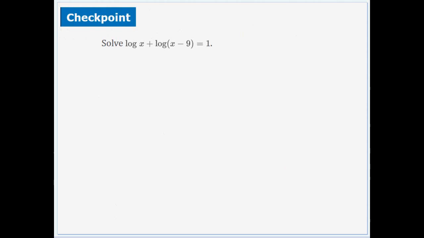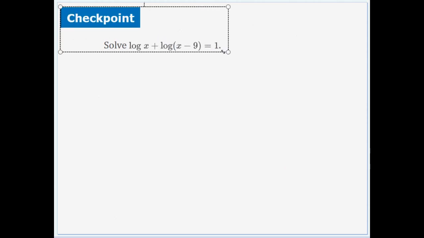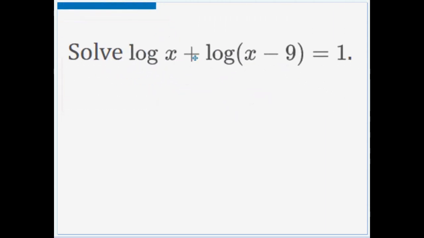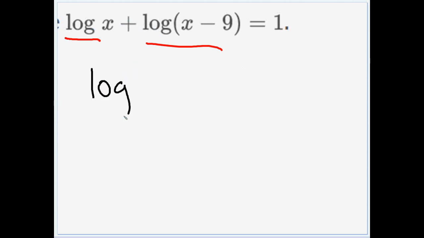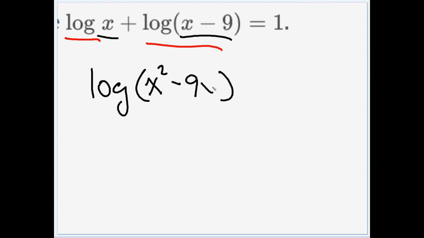So here's the grand finale. Give this one a try and see if you can find an extraneous solution. I hope you get it right. Okay, left side, log plus log. We will have the log of a product. And it's going to be the multiplication of x times x minus 9. Let's distribute that right now and get x squared minus 9x. Why not? And that's equal to 1. All right, this is a common log, so we can base 10 each side now.